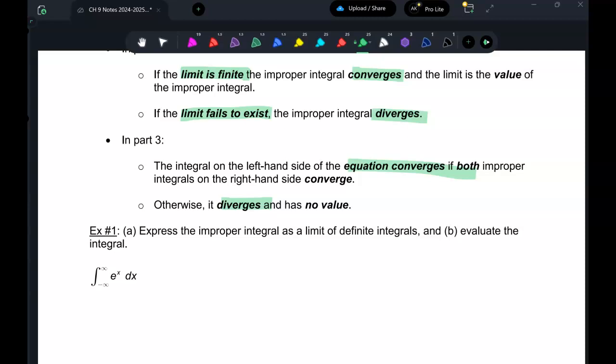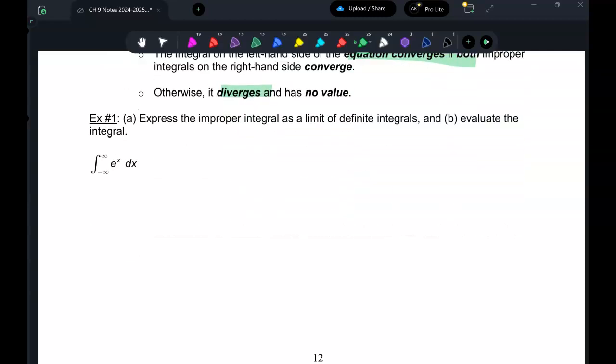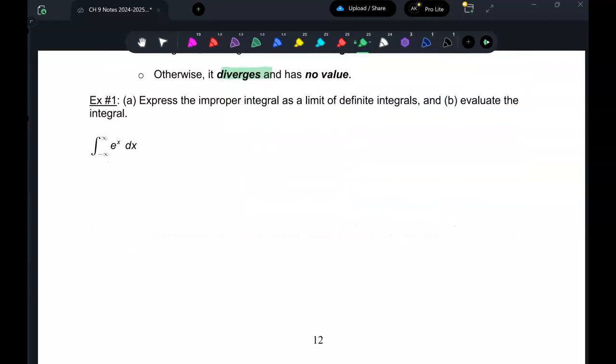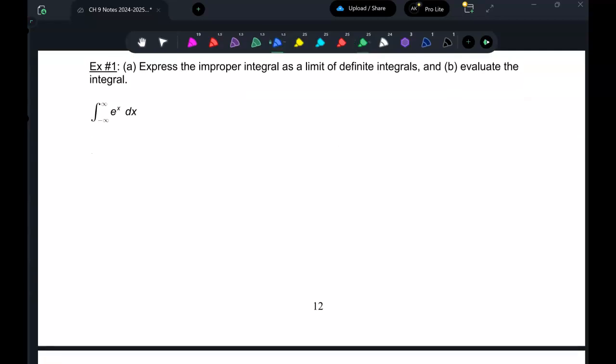There are examples of functions that have limits from negative infinity to infinity, and their integral does not equal infinity. Wait, say that one more time. There are integrals with limits from negative infinity to infinity that don't result in the area being infinity. Yes. Now, if we look at this first example, hopefully you can make a prediction whether this is going to converge or diverge.